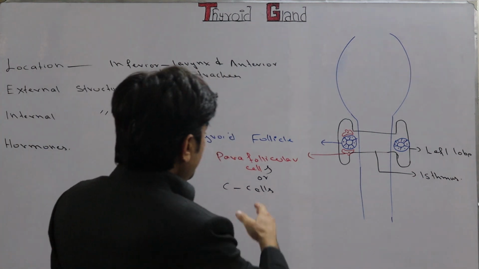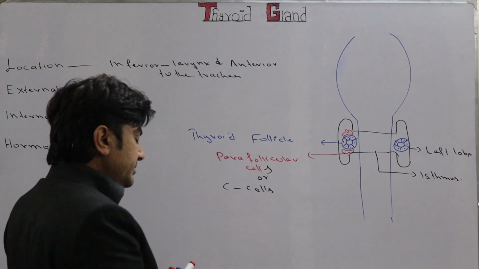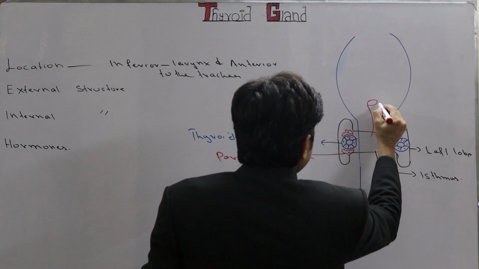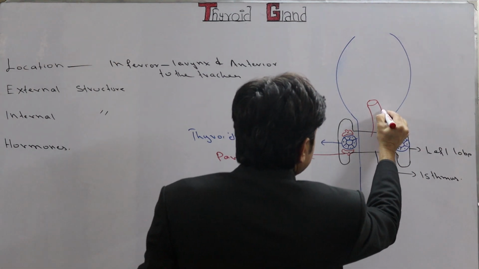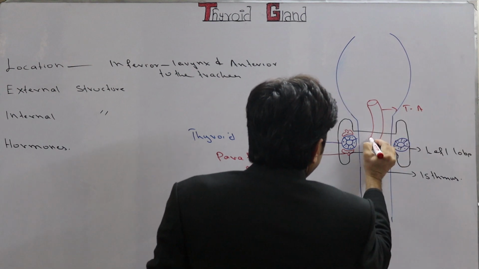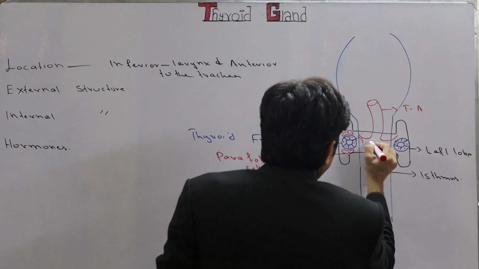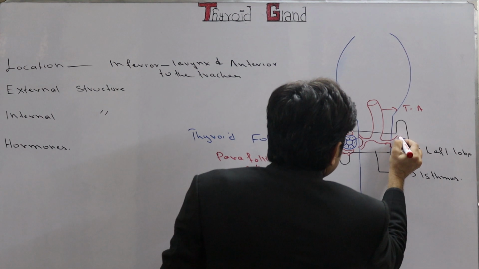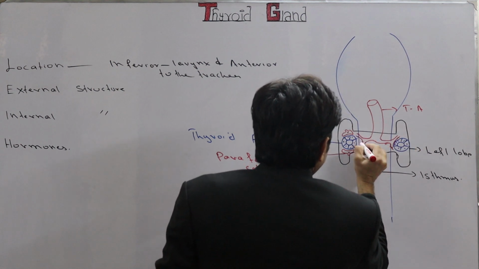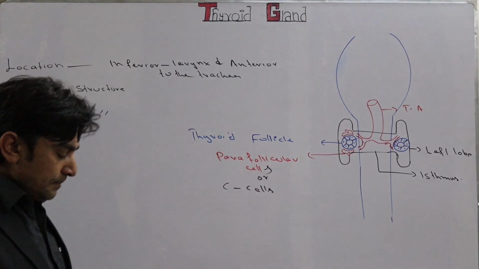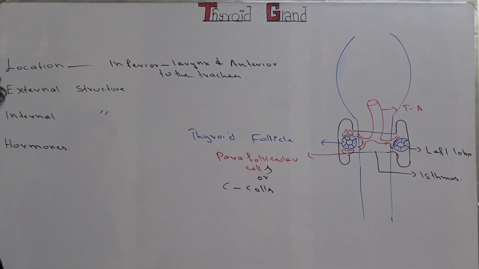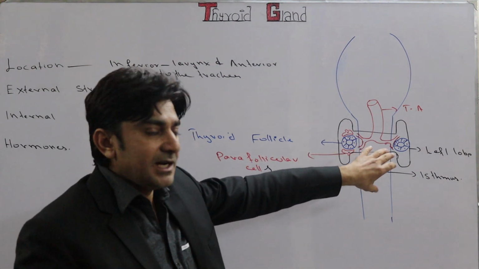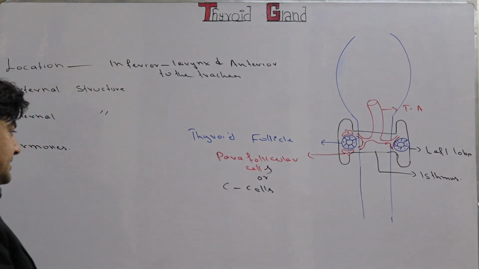And in addition to follicular cells or follicle and parafollicular cells, a lot of blood vessels are also present in thyroid gland. The artery which enters into the thyroid gland is called thyroid artery. This is the thyroid artery, and here it gives rise to many capillaries inside thyroid gland, and these capillaries surround all these follicles. So each follicle is surrounded by many blood vessels. So these are the internal structures present inside thyroid gland: thyroid follicle, parafollicular cells, and a lot of blood vessels.